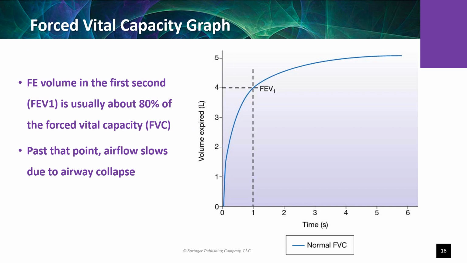Here is a plot of the volume of air expired over time during spirometry. The forced expiratory volume in 1 second represents the volume of air expired in the first second of a forced expiratory maneuver. This corresponds to the time of minimal airway resistance as the maneuver begins at total lung capacity. Forced expiratory volume is generally 75 to 85% of the forced vital capacity.